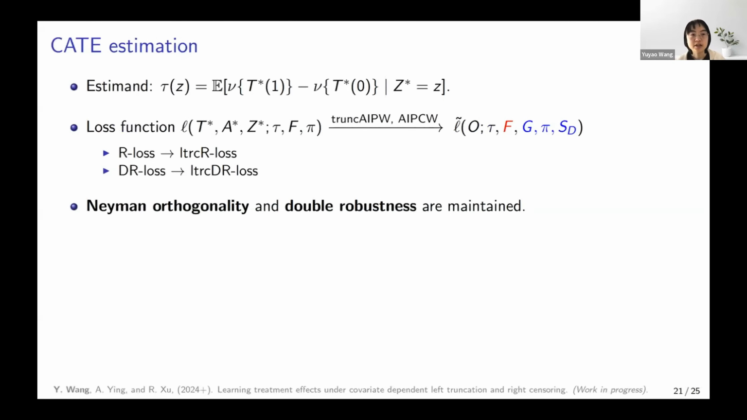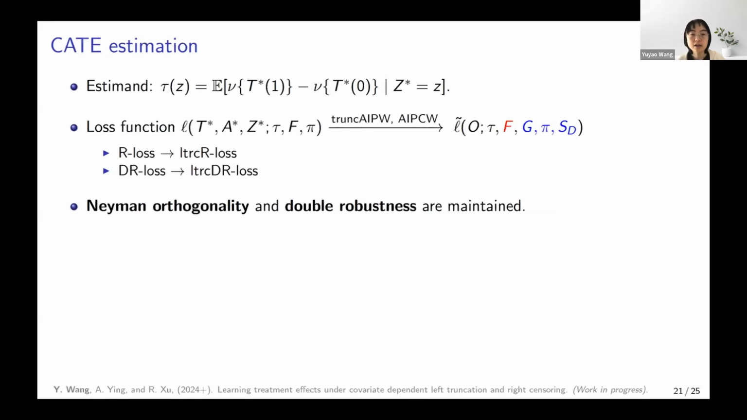Well, for CATE estimation, we start from a loss function in the truncation-free and censoring-free data. For example, we can start with R loss or DR loss, which are orthogonal losses if there were no left truncation or right censoring. And then we apply the two operators. This way we get loss functions in the observed data, which we call the LTRC R loss and LTRC DR loss. Here, LTRC stands for left truncated and right censored.